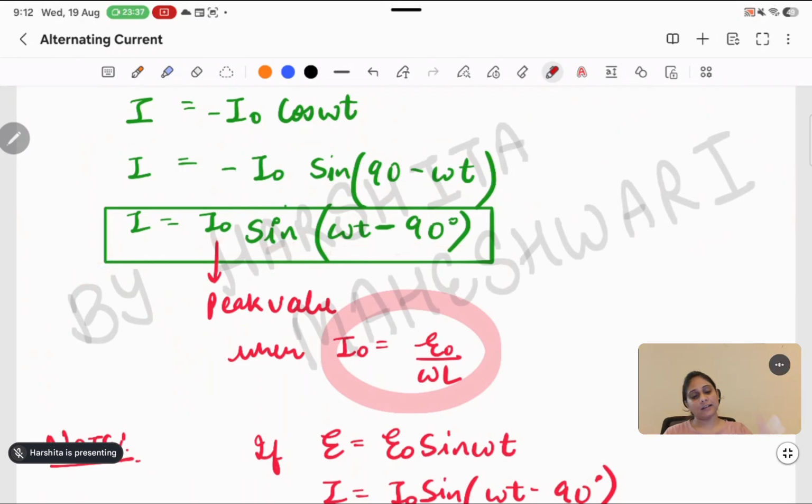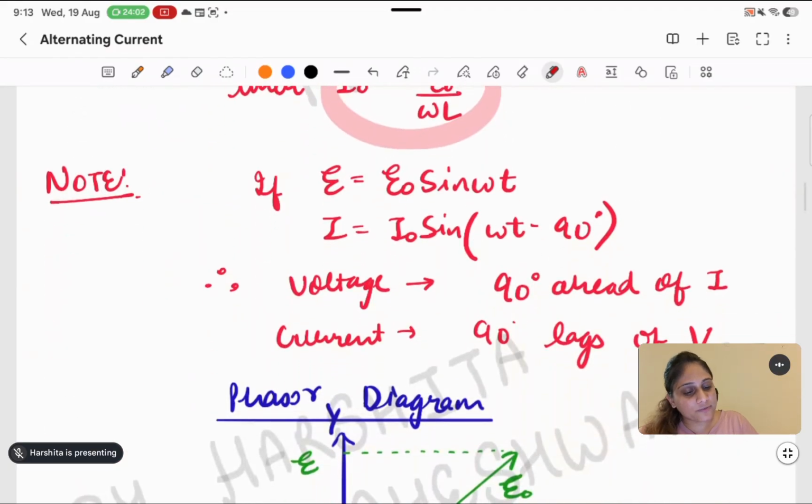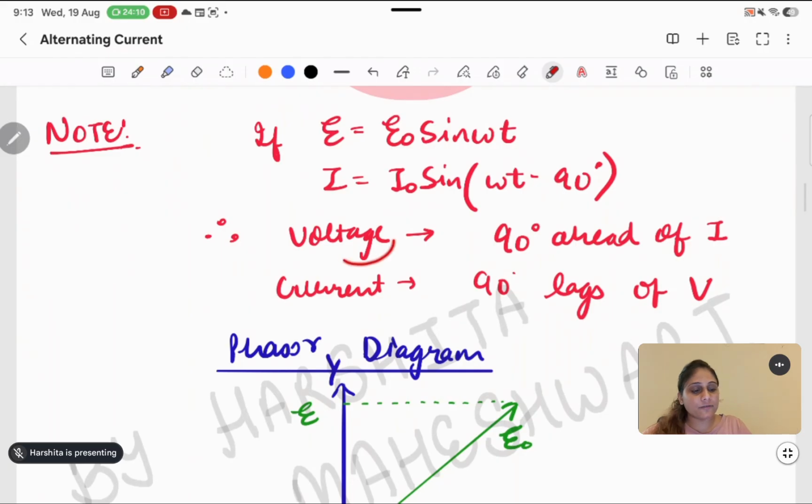So again I naught is the peak value, where I naught is the expression E naught by omega L. Now we can see that the current is getting back by 90 degrees from the original omega t. So now we concluded that the current is lagging behind the voltage by 90 degrees or pi by 2 radians. So we have a note here: we got E is equal to E naught sine omega t, and I is equal to I naught sine omega t minus 90. So we can say that either voltage is 90 degrees ahead or current is 90 degrees lagging.